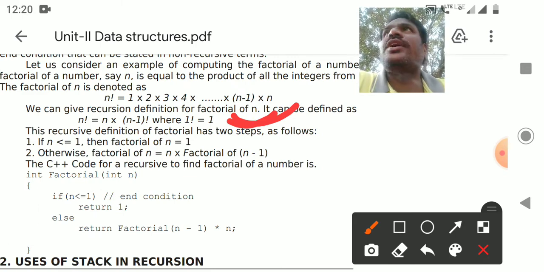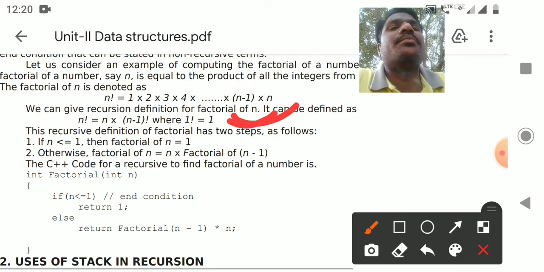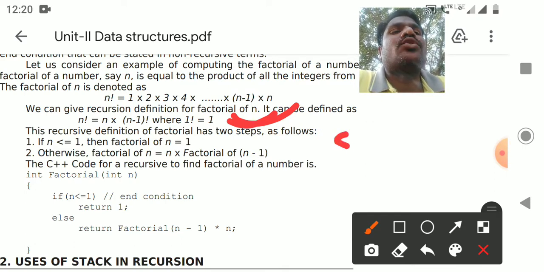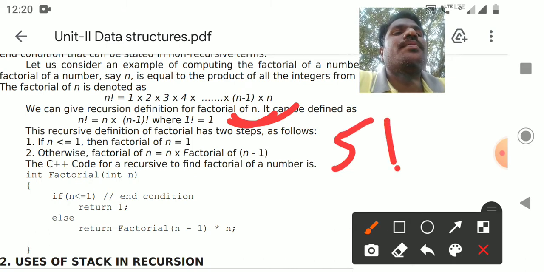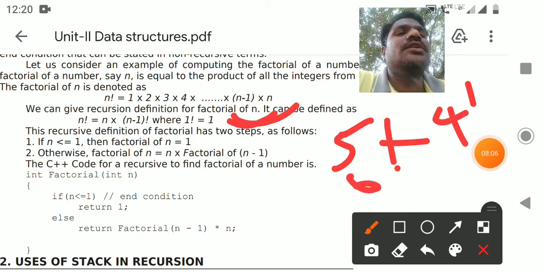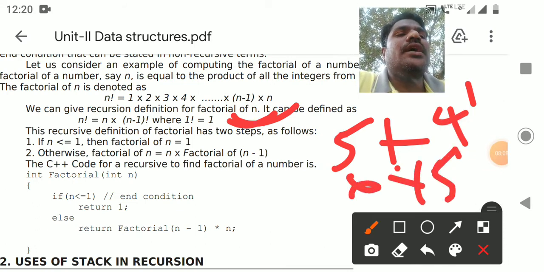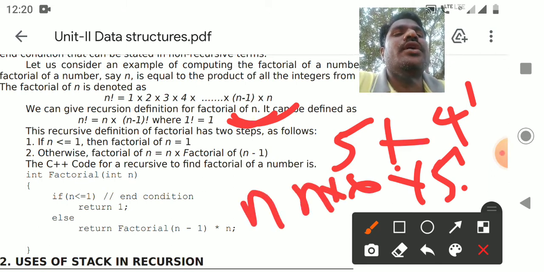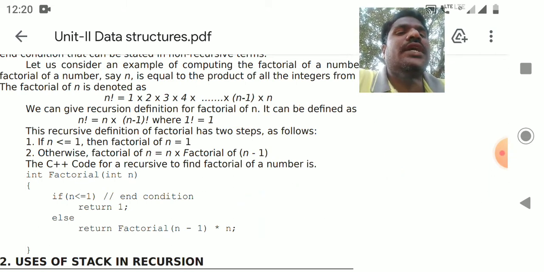What is the recursive function definition? If the given number is 1, the factorial is 1. If the given number is 5, the factorial is 5 into 4 factorial. If the given number is 6, the factorial is 6 into 5 factorial. If the given number is n, the factorial is n into (n minus 1) factorial. So, that is a recursive function definition.